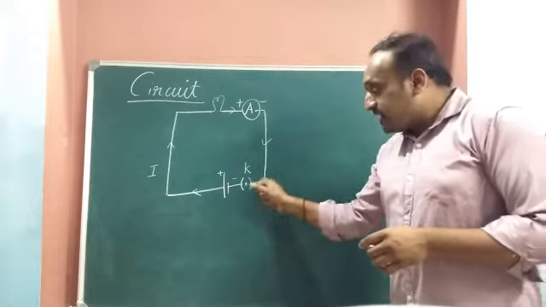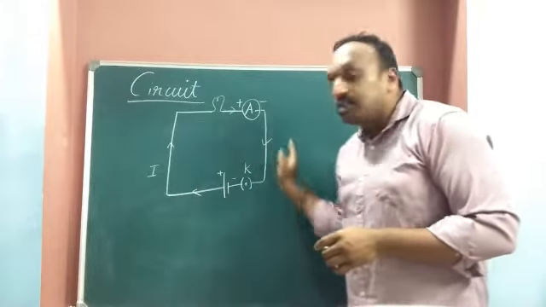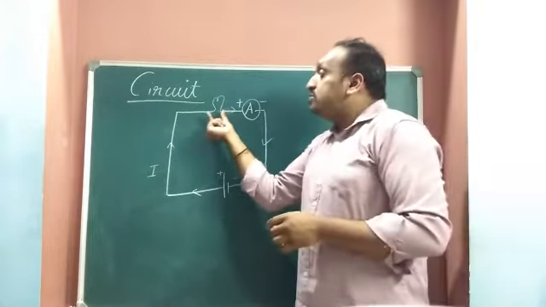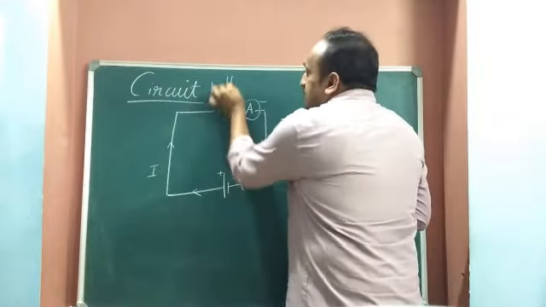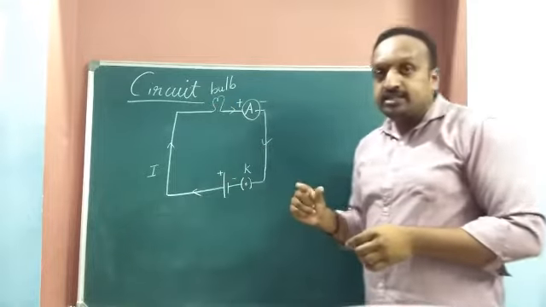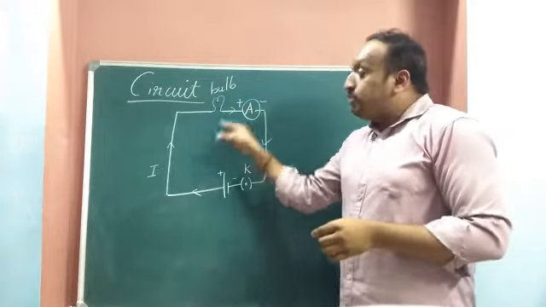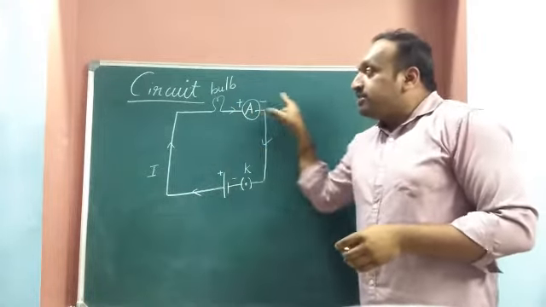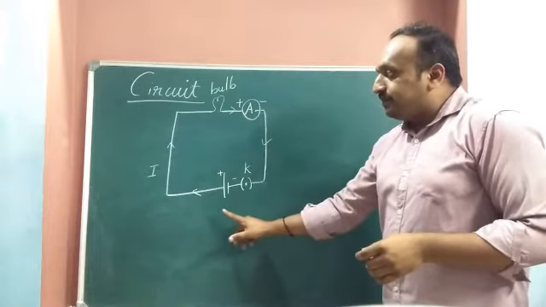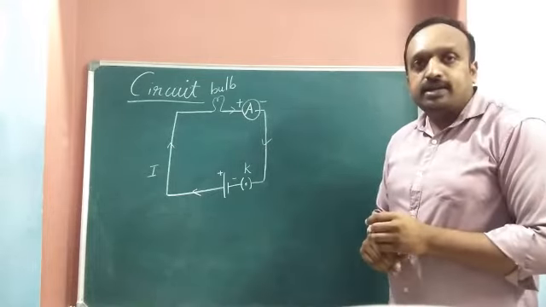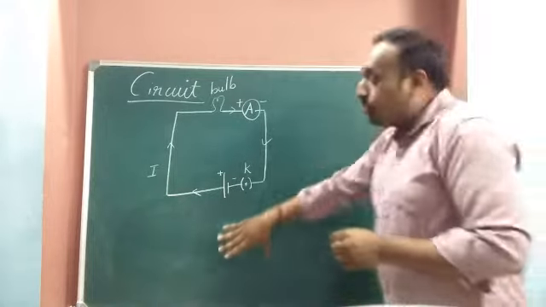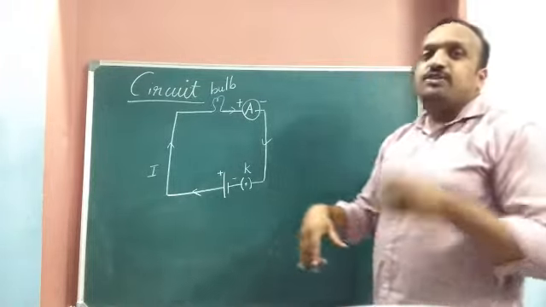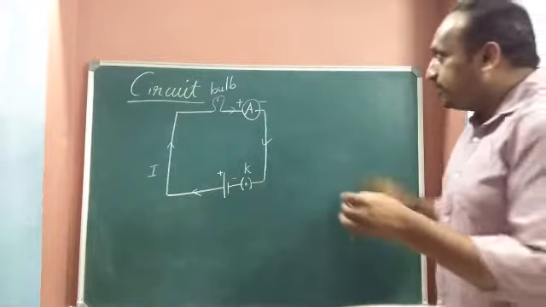When I press the key, the current will start to flow in the circuit. Then I will use a bulb as an indicator. Let me draw it. A bulb as an indicator and an ammeter to measure how much current is flowing in the circuit. Clear? Then let me draw a few other components which we are going to use in the circuit.